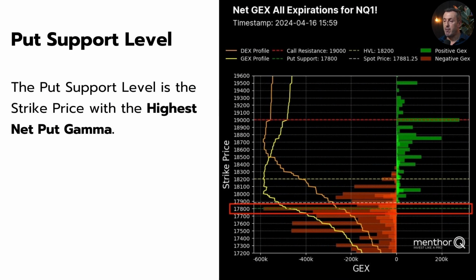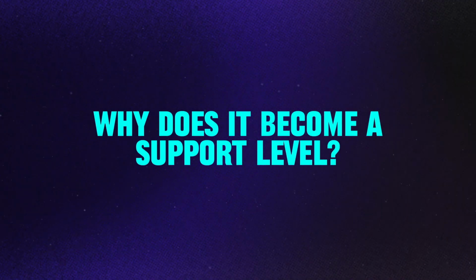The put support level is the strike price with the highest net put gamma. This is represented by the wider red bar. This is also the level where there is the most put open interest and put gamma. Investors have been buying out of the money put options at that strike price. But why does it become a support level?